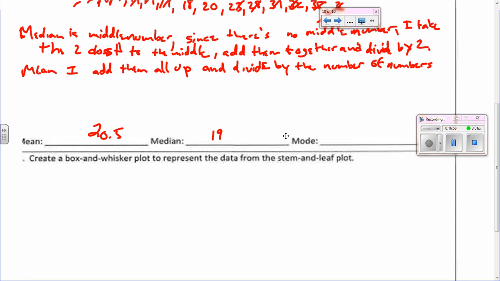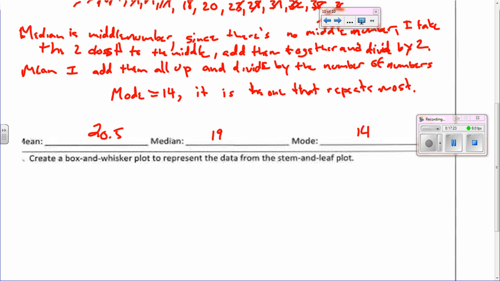Now your mode is just the number that repeats the most often, which is 14. And then you just say that. Mode equals 14. It is the one that repeats most. And you're done.